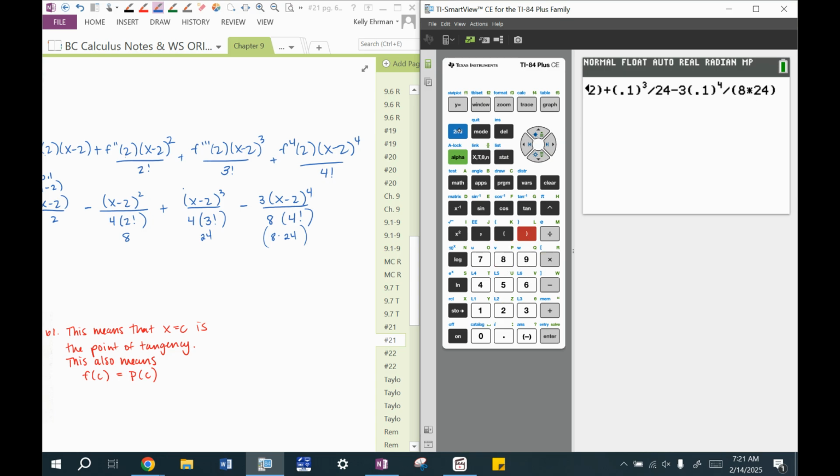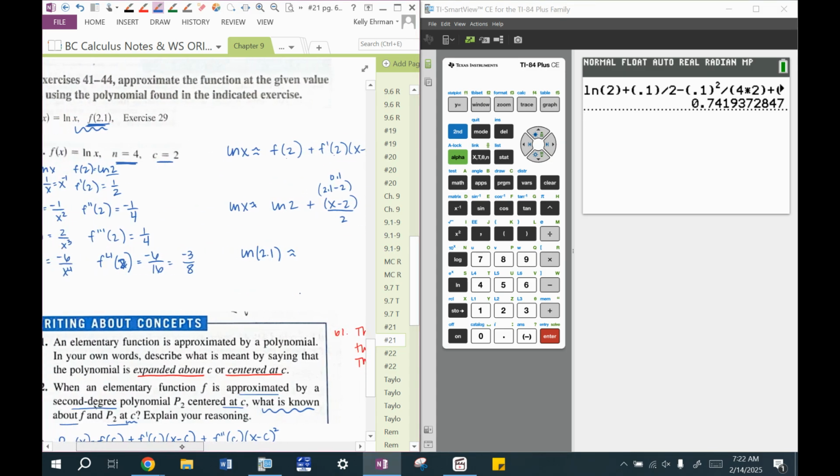Remember, you can also use the alpha y equals to create fractions so that you don't have to worry as much about parentheses. Or on the AP test, you will have Desmos available if it's a calculator problem, so you could also use Desmos.